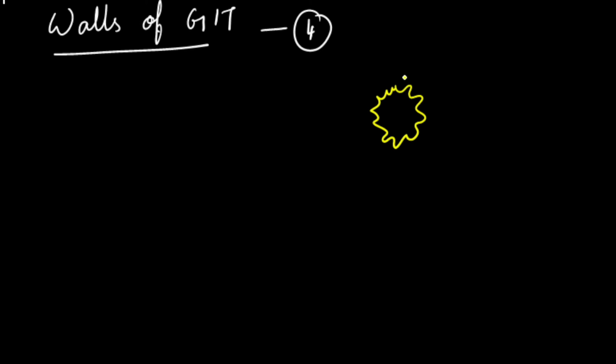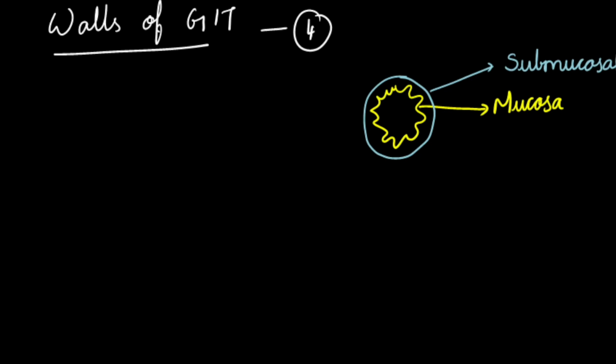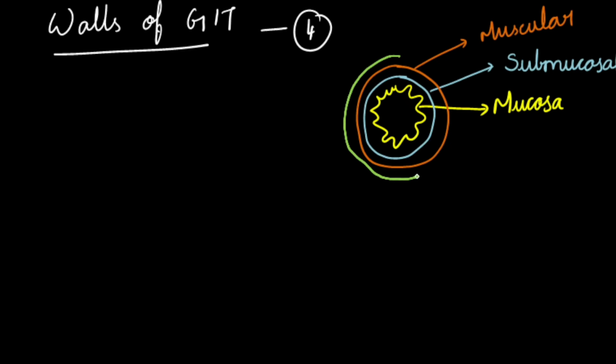Walls of GIT. There are totally 4 layers in case of GIT. This is the innermost layer, the mucosa, submucosal layer, then comes the muscular layer, then comes our outermost layer, that is serosa or serous membrane.